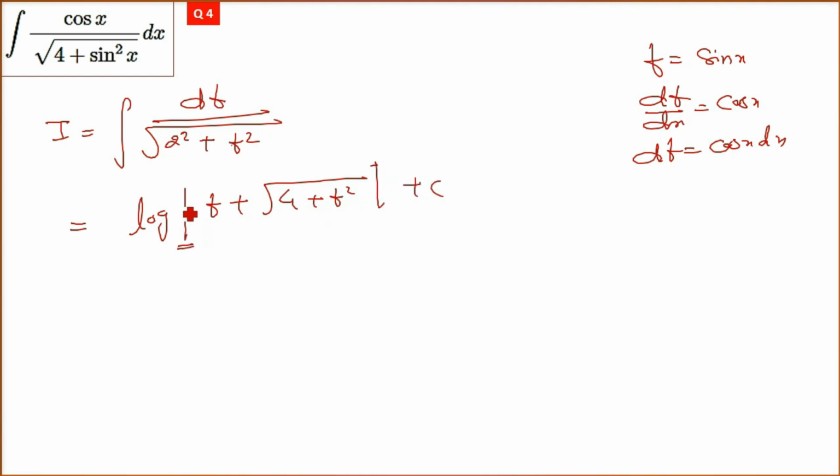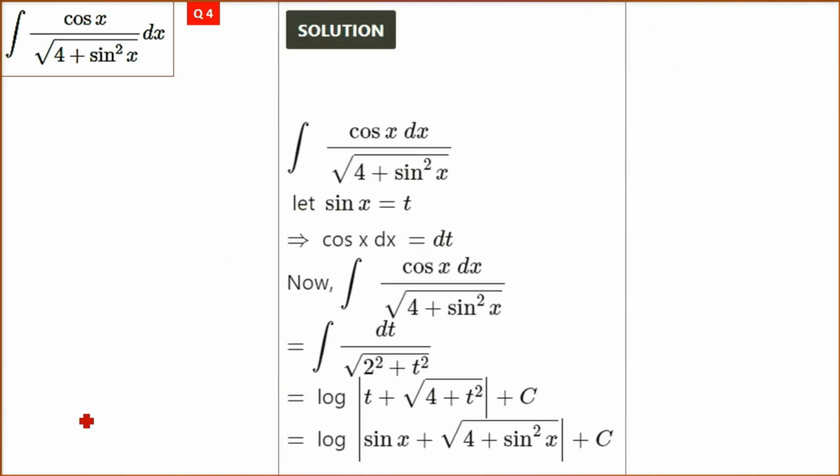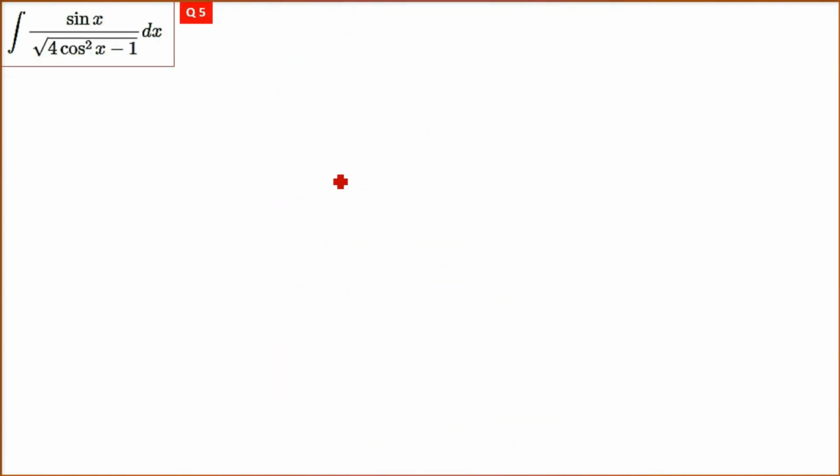Now modulus is very important, and t was earlier taken as sin x. Now we'll replace this t by sin x. So it will be log sin x plus under root 4 plus sin square x, plus constant of integration. This is the way you are going to do this. And how are we going to write it? This is simply sin x with cos x formation. There can be a question where you have to put this cos x equal to t.